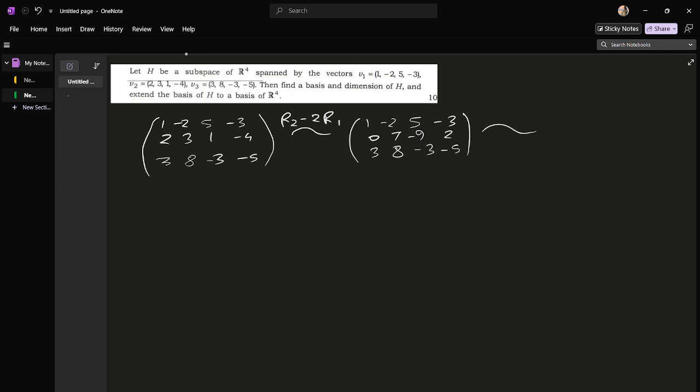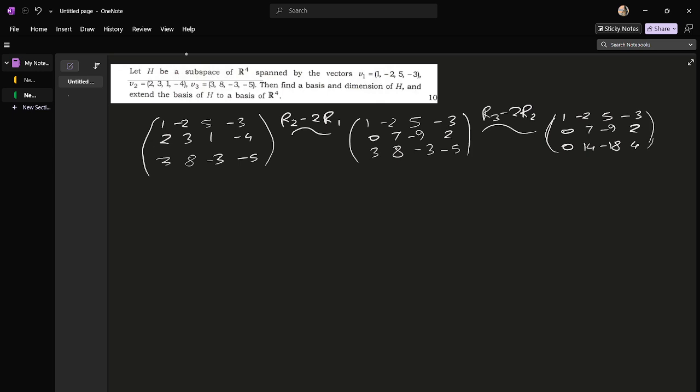Okay, now we are doing the same thing with R3 and R1. So it will be 1, minus 2, 5 and minus 3, and the second row will remain the same, and the last row will be 0, and then 14. After that this will be minus 18 and it will be 4.